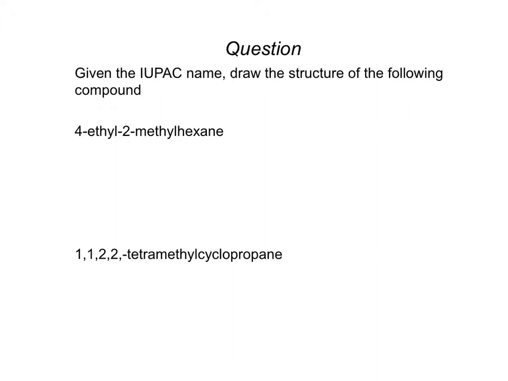Okay, again, we're given the name and we're trying to draw the structure. For the first one, we have 4-ethyl-2-methylhexane. I'm going to start again with the parent. The parent here is hexane. Using bond line structure, I'm just going to draw a 6-carbon chain. As a note, 5 carbons is always 2 mountains, and then 6 carbons is just that extra peak. So we have 1, 2, 3, 4, 5, 6.